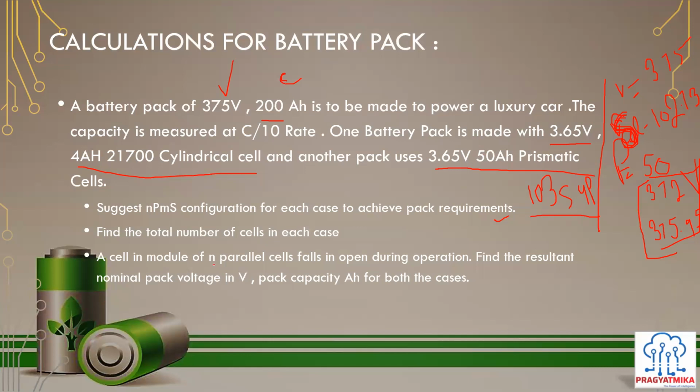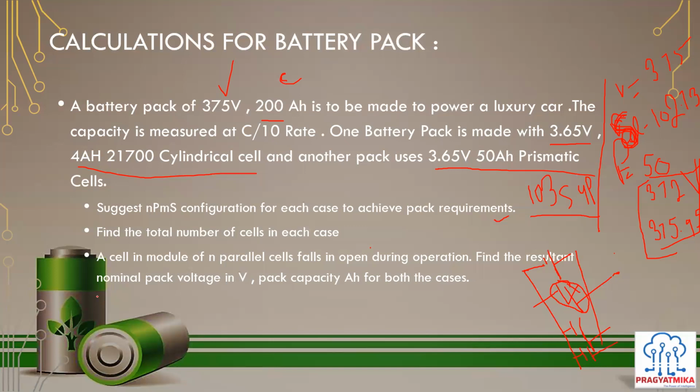Now the question is: in a module of n parallel cells, if one cell fails open. So you are making parallel combinations and then connecting them in series, module after module. Now, if one of the cells fails open, find the resultant nominal pack voltage and the pack capacity. Pack voltage will be the same, right? There is no impact. But what would be the impact on the pack capacity? That will be reduced by that particular cell's capacity, I guess.